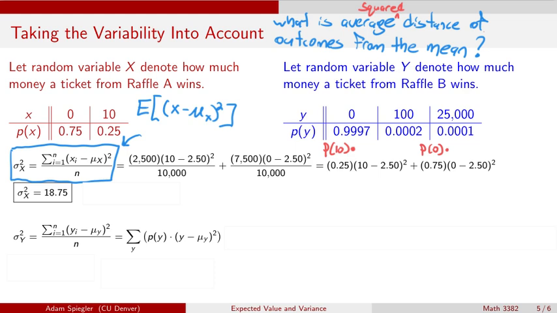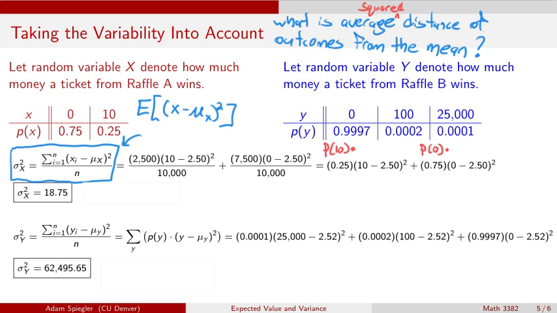And so in the case of random variable y, we have three different possible outcomes. So we're going to have three pieces to this sum that I've written out. So this would be p of 25,000 times the distance from the mean. In this case, that's 25,000 minus 2.52, plus p of 100 times 100 minus 2.52 squared, plus p of 0 times 0 minus 2.52 quantity squared. And simplifying that calculation, we get 62,495.65. So comparing the variability, random variable y is way more variable than random variable x.